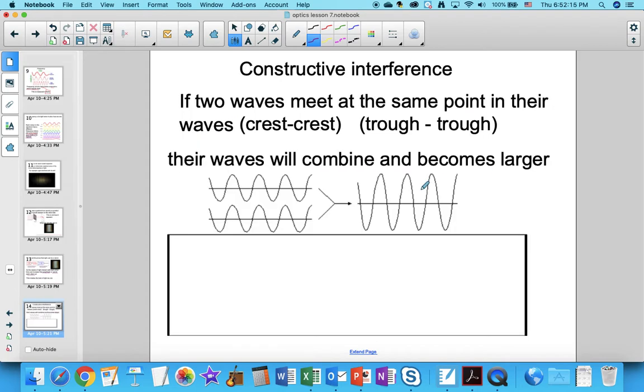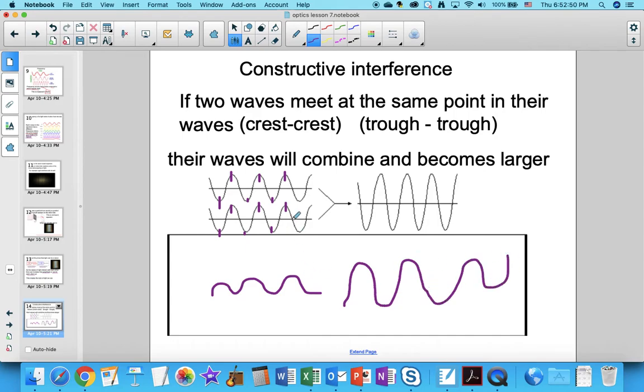Constructive interference. If 2 waves meet at the same point in their wave, like crest to crest or trough to trough, the wave becomes larger, right? So if we look at this, trough to trough, crest to crest, they're matching up. They match up. So because they match up, the crest becomes larger, the trough becomes longer. And so instead of something like this, you end up with something more dramatic. And so this is called constructive interference because they're constructing a bigger wave.